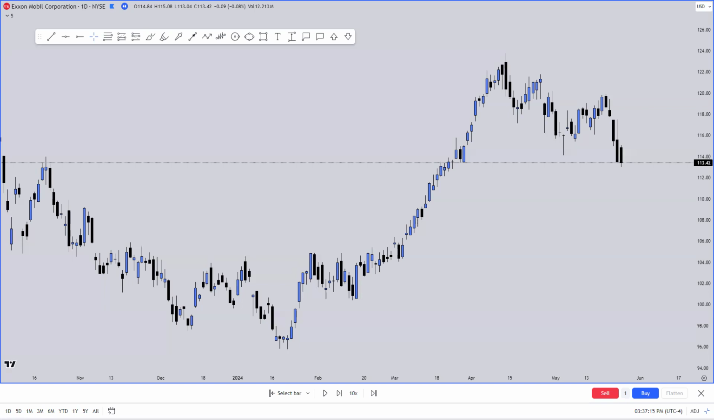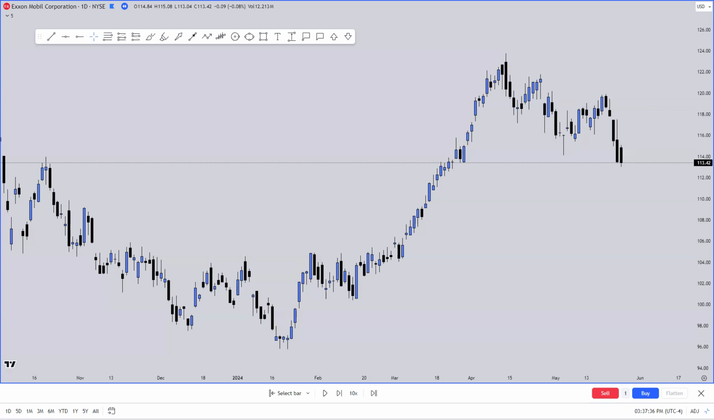So today I want to show you guys how I was able to catch a banger trade on XOM. That's the ticker symbol XOM, the Exxon Mobil Corporation. I just want to show you some things that I was looking at that made me think this would be a good trade. All right, so let's go ahead and get started.